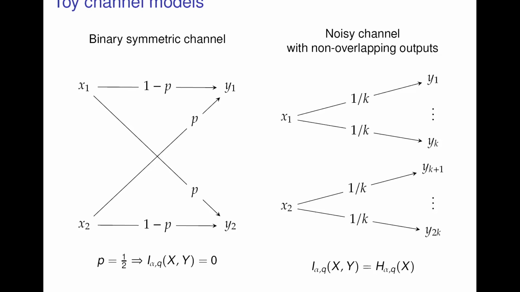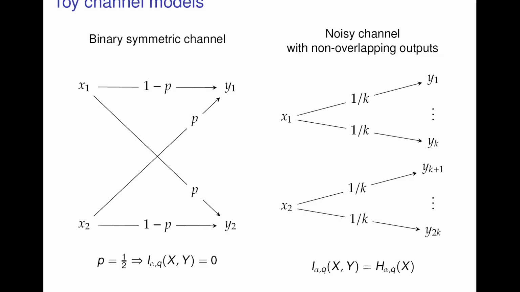And here on the left side, I put this requirement for this fully destructive case. So in this case, we have 0. On the right hand side, I gave one more example of a channel, which is a noisy channel with non-overlapping outputs, as a simple example of a channel which can do perfect transmission.